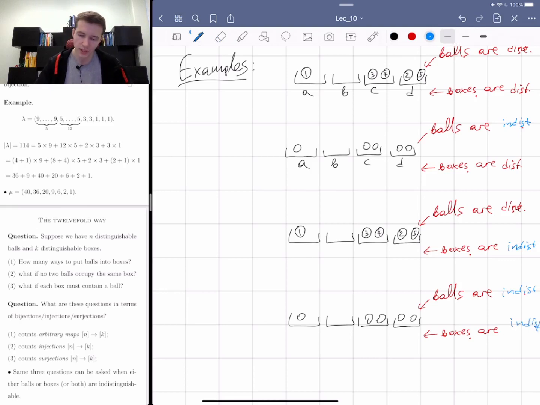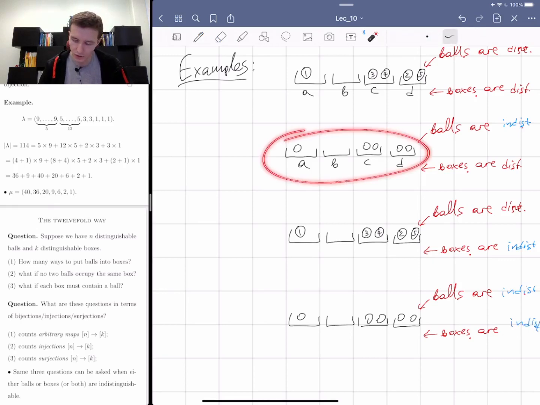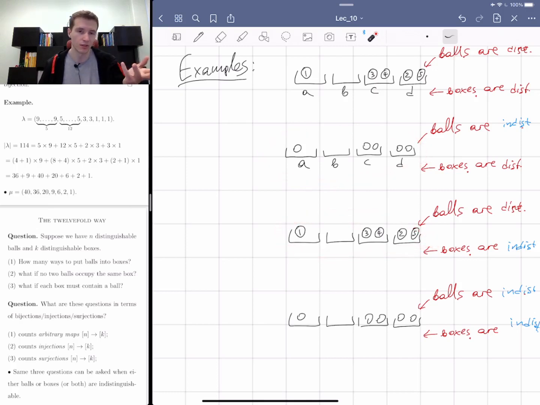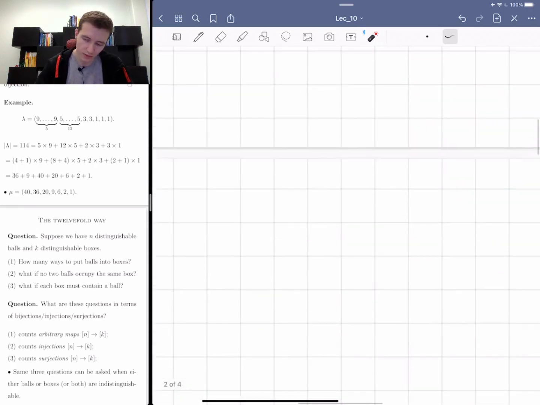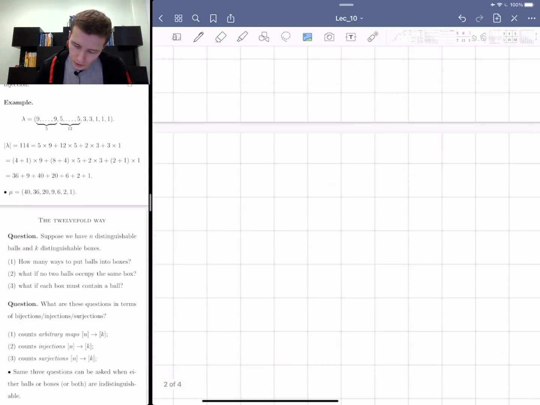So naturally there is a different number of each of these pictures, and then if you put restrictions, then you also get many more different pictures. And yeah, so the goal of this lecture is to fill out this table.